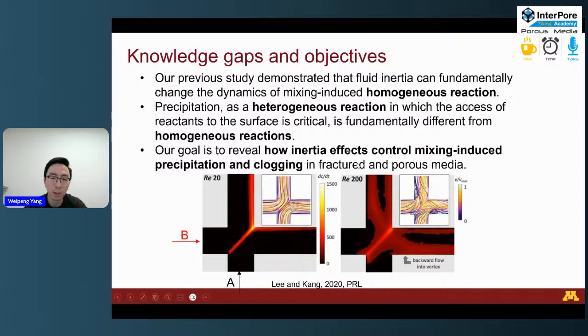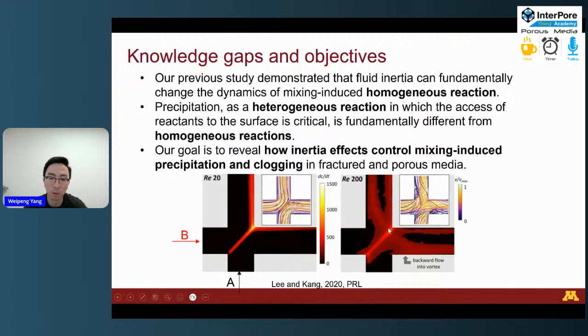Our previous study has shown that the fluid inertia can fundamentally change the dynamics of mixing-induced homogeneous nucleation reaction. As we can see from these two plots, these are results of a chemiluminescence experiment. Basically, when the two reactants are injected, and when they mix and react, they will emit light. So what's captured here is the light intensity. For the low Reynolds number, you can see there's a sharp front, and that happens at the mixing interface. But when the Reynolds number increases, we can see the reaction dynamics changes dramatically.